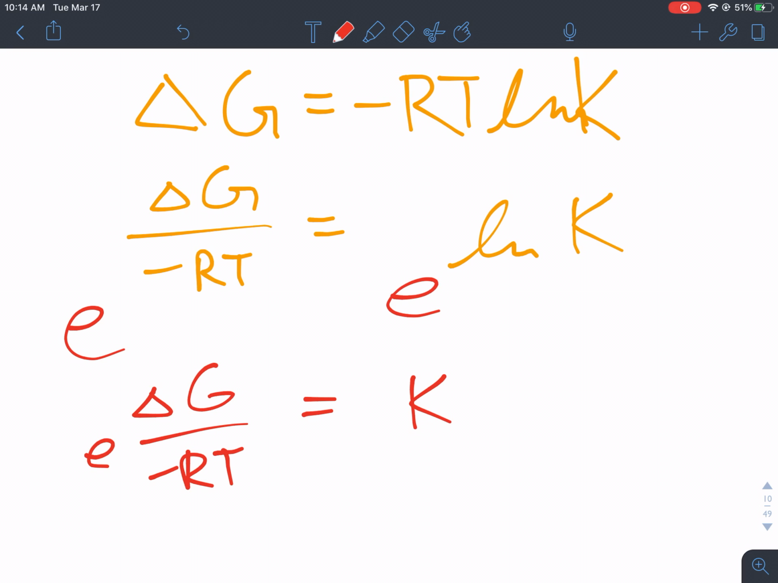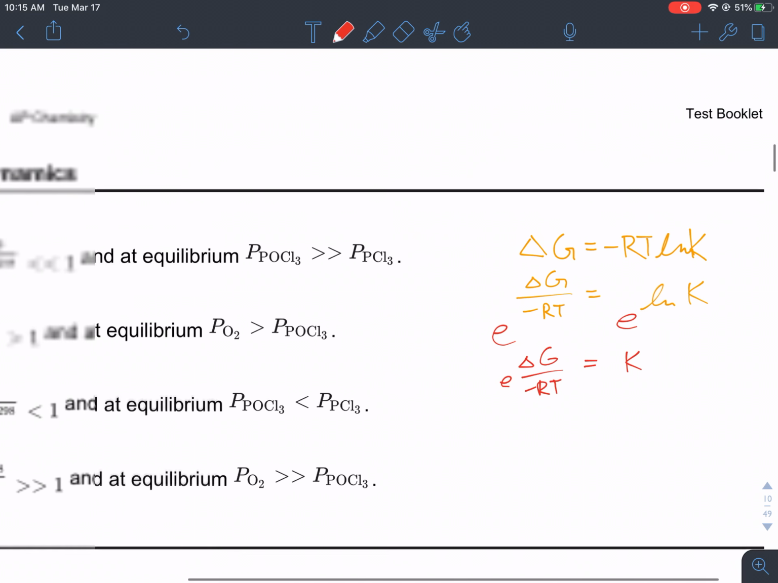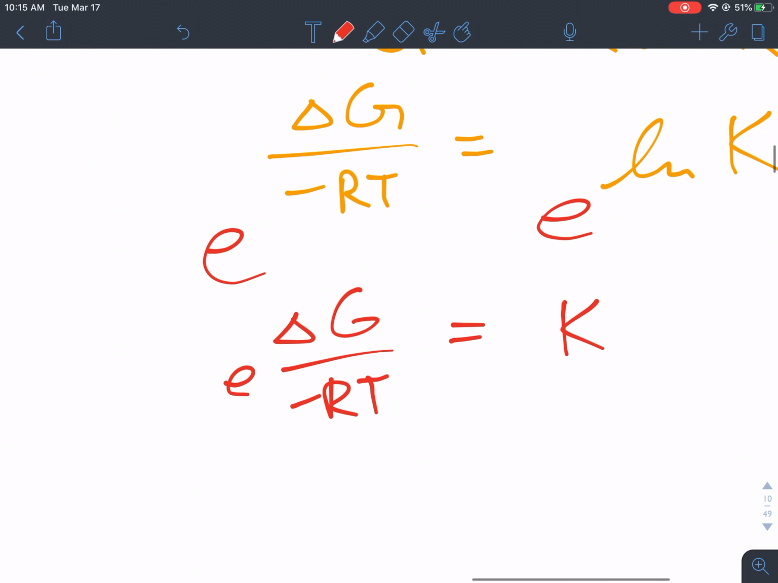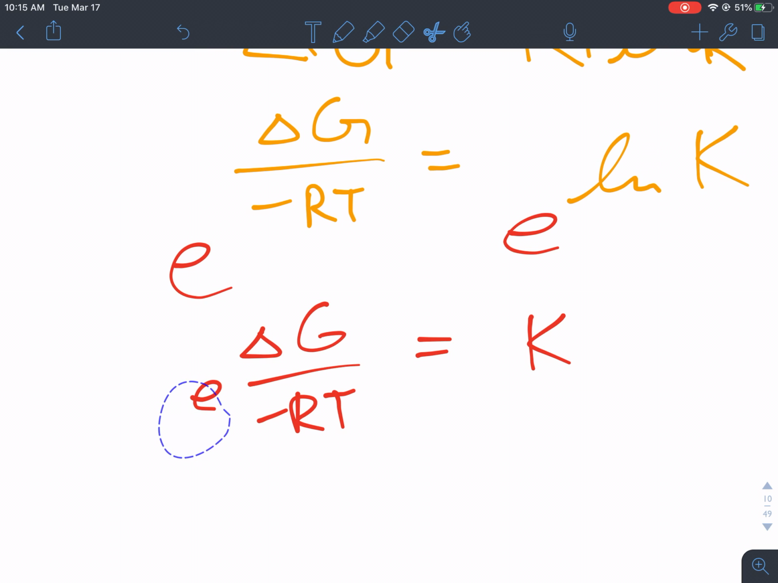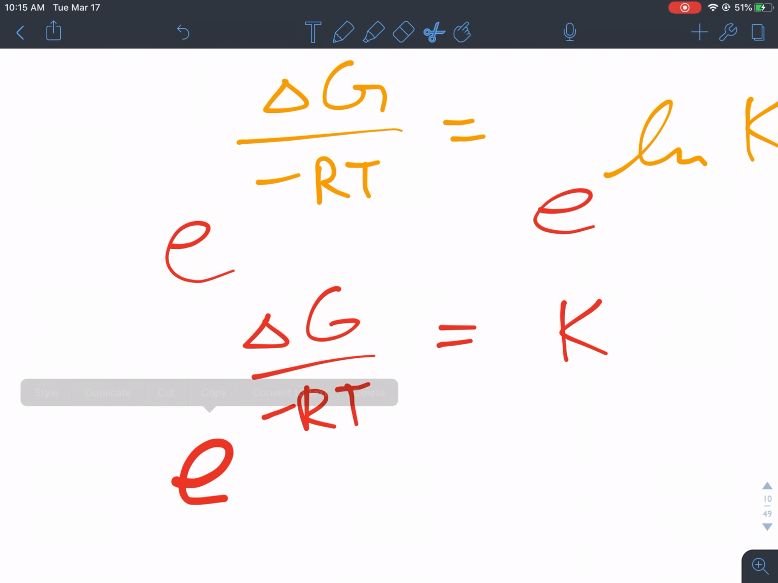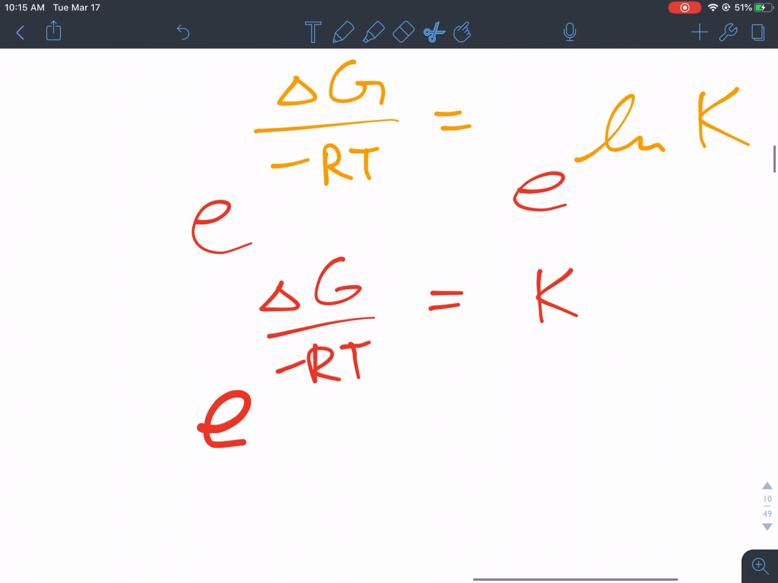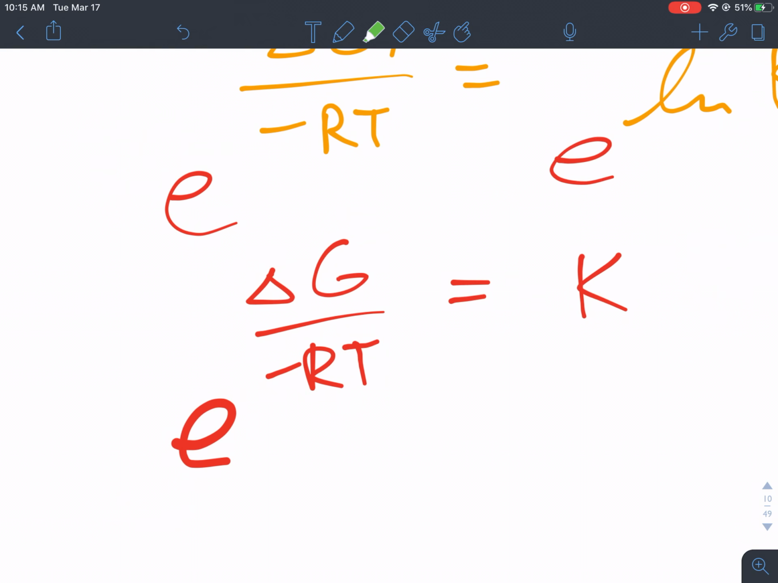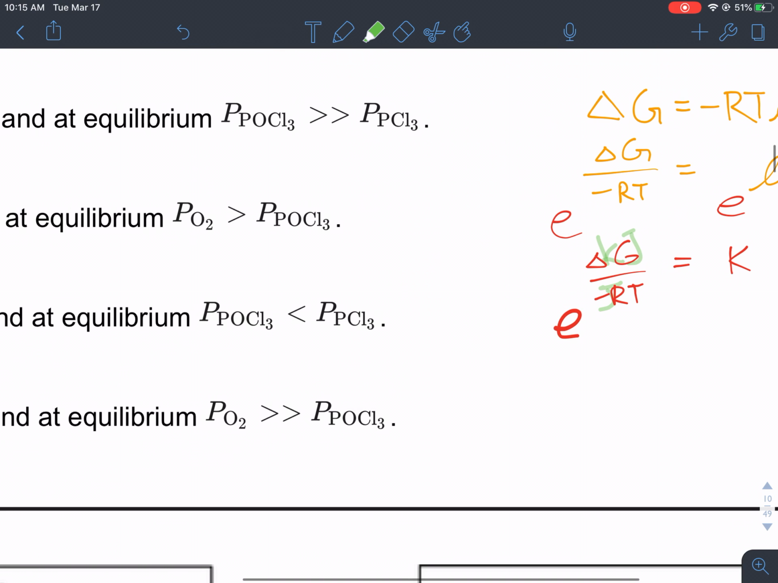A couple of things need to be done. I really shouldn't have written that E like that. It's an exponent. Remember your R. This is a key part to this question. Let me try to show you like this. Delta G is in kilojoules, and R is in joules, so you're going to have to mess around with that number.